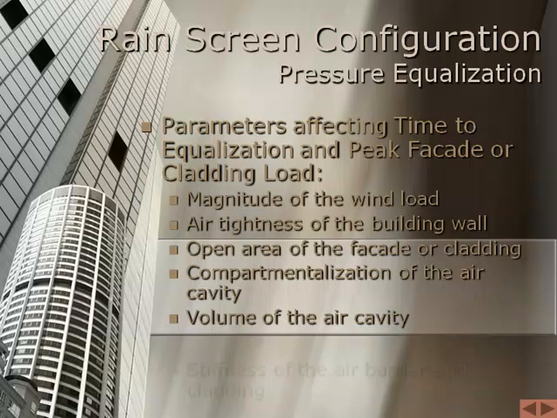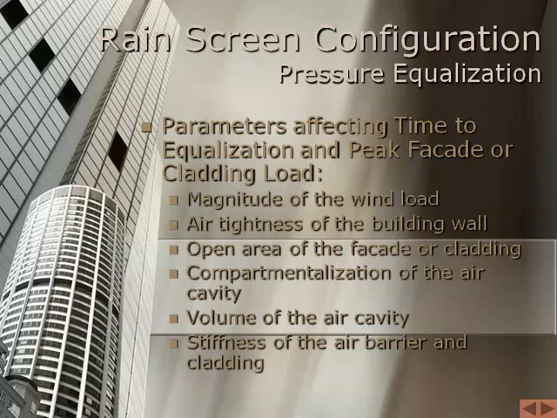The stiffness of the air barrier and cladding. The stiffness of the cladding and of the air barrier must also be considered, as their deflection under wind loads affects the working volume of the cavity. Increasing the flexibility of the cladding reduces wind pressures on the cladding, but will affect the cavity volume. Increasing the flexibility of the air barrier, in contrast, will increase the wind loads on the cladding, and these pressures will not be transferred to the air barrier as quickly.